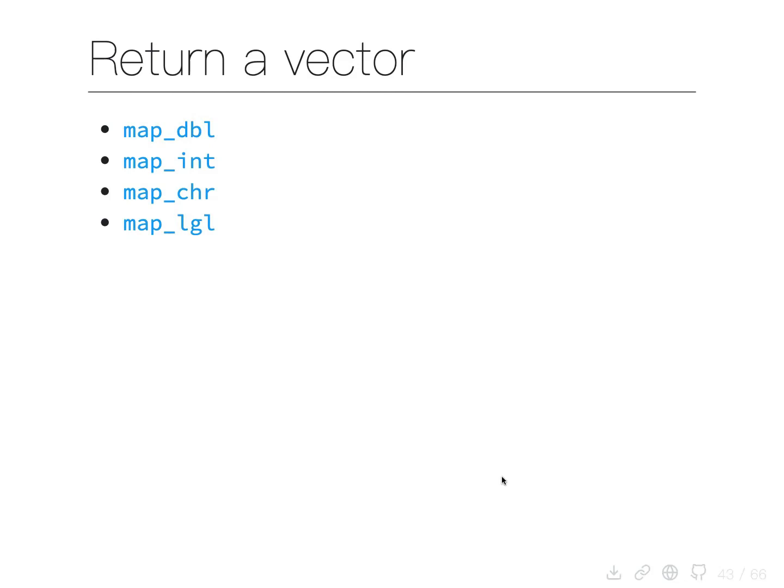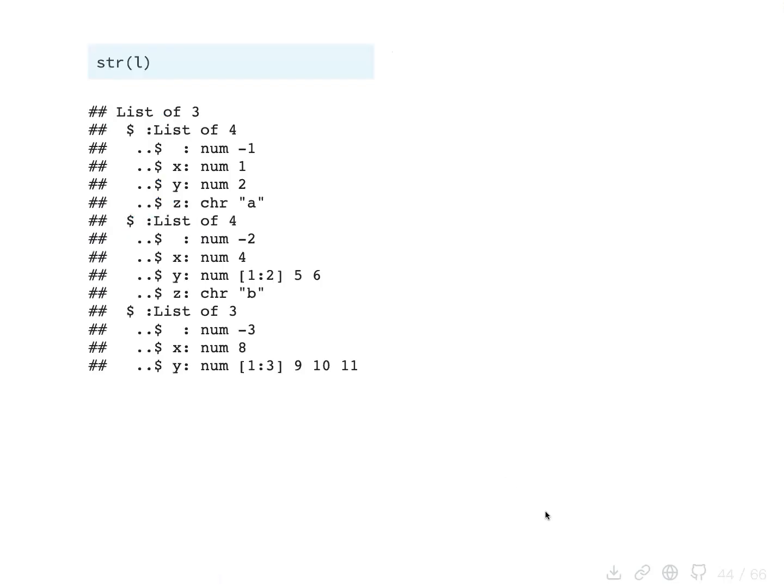If you wanted to do that with purrr, you just do map underscore double. Everything else is the exact same. So you just basically add the type to your map call, and you get the type that you want back.